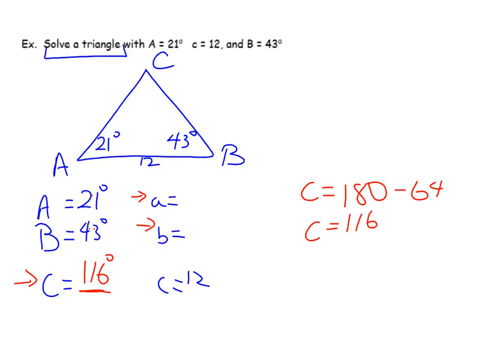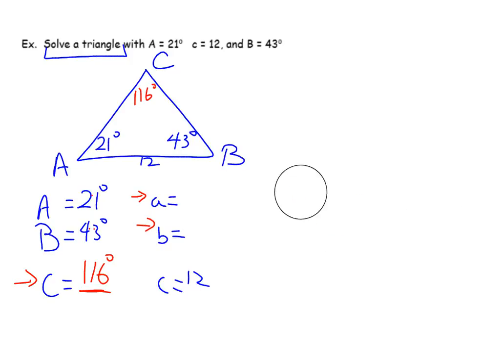Figure this stuff out, put them into your picture. All right? So I know this angle is 116 degrees. Now, ladies and gentlemen, as you can tell, this isn't a right triangle. No angles are right angles. In fact, this is an obtuse triangle.